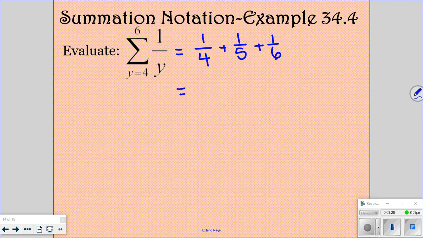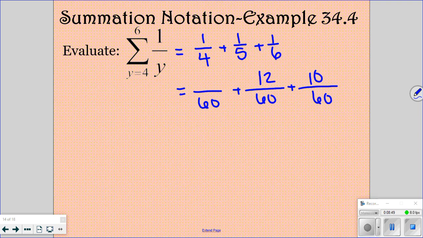So the common denominator is going to be 60. All of those are going to go into 60 evenly. This 6 would get multiplied by 10, so 1 over 6 is going to become 10 over 60. The 5 would get multiplied by 12, so 1/5 would be 12 over 60. And then the 4 would get multiplied by 15, so it would become 15 over 60. So if you add those together, you should get 37 over 60 for your answer. Okay, so that's how you do summation problems. They're not difficult, but you do have to know what to do with them.